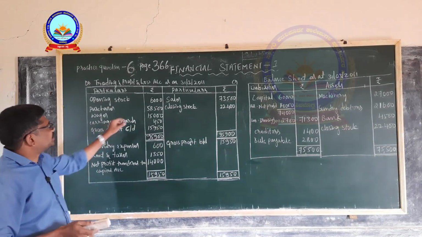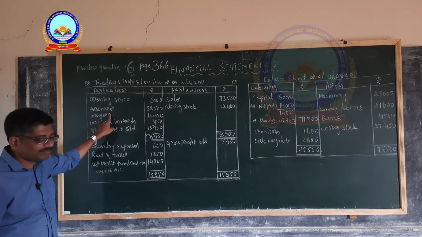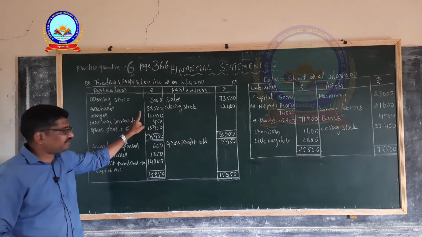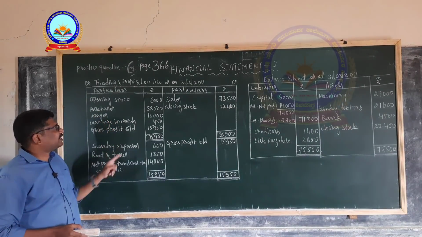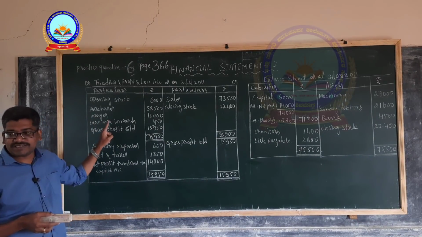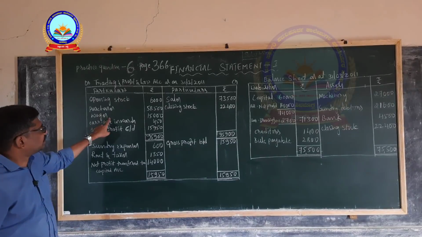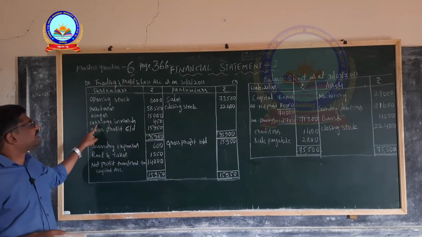Next, purchases. The purchase amount is 58,500 given in the problem. So now you have to record purchases 58,500. Next, the direct expenses, which are available in the problem. The very first direct expense given in the trial balance on the debit side is wages, rupees 15,000, you have to record. Next, carriage inward.